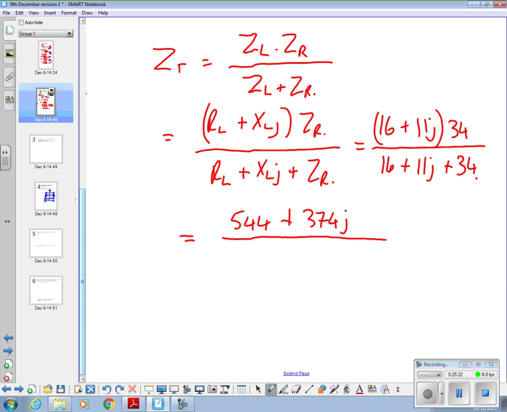And down the bottom here, we just bring together like terms. So we can add together the 16 and the 34. 50. And then plus 11j. Now what do we do?